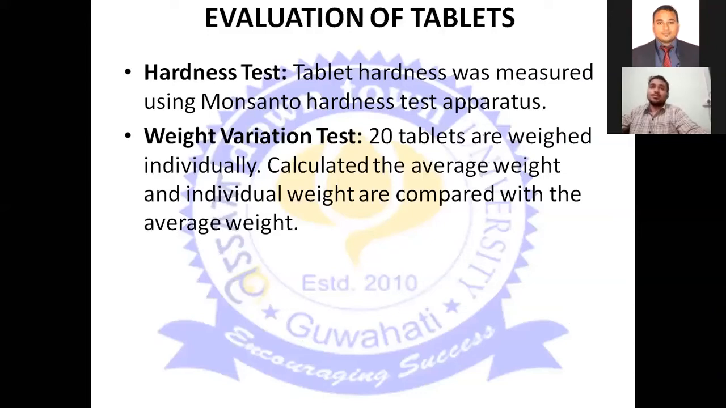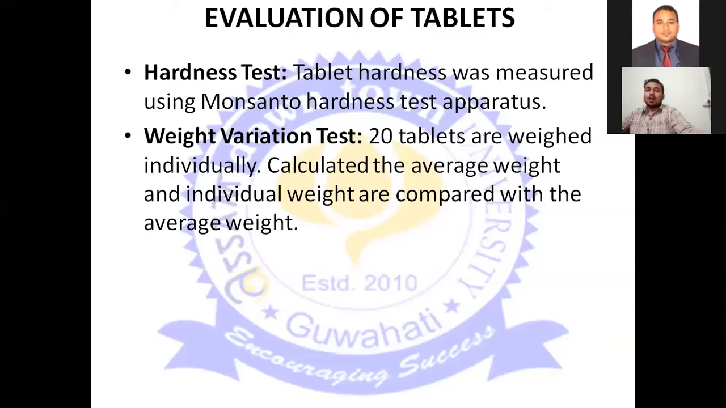Tablets. Okay, so the first evaluation of a tablet is the hardness test. The hardness of the tablet is characterized by the Monsanto hardness tester. I have shown in the video how we can calculate the hardness through the Monsanto hardness tester. Next, we come to the weight variation test.